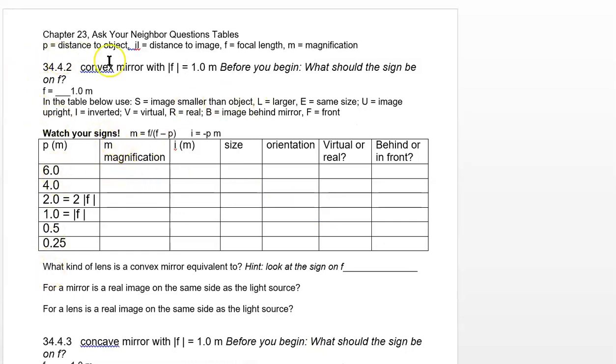And what you want is a convex mirror. F is 1 meter. Make it easy. Focal length of 1 meter. The first thing you want to do is determine the sign on F. It's a convex mirror, so be careful with that.